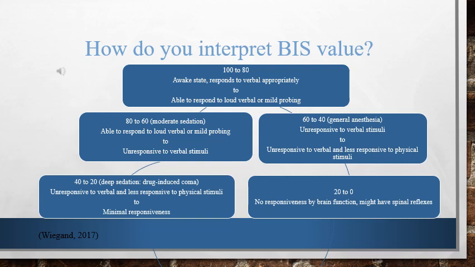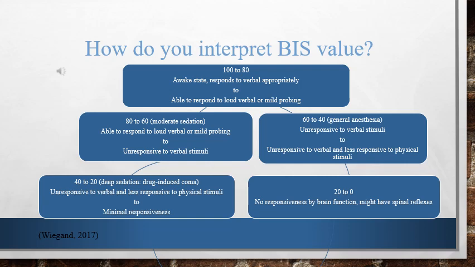So now you've got your number up on your monitor. What does that BIS value mean? How do I interpret that? Well, here on the top of this pyramid, you can see that 100 to 80 is our most alert state. So at 100, you're going to be awake, alert, responding appropriately, talking to you, hopefully, unless they're really sick, then they may be having seizures or lots of activity going on. And then 80 is going to be okay. They can respond to a loud verbal or mild probing. So they're falling asleep a little bit, but you can still get them awake.